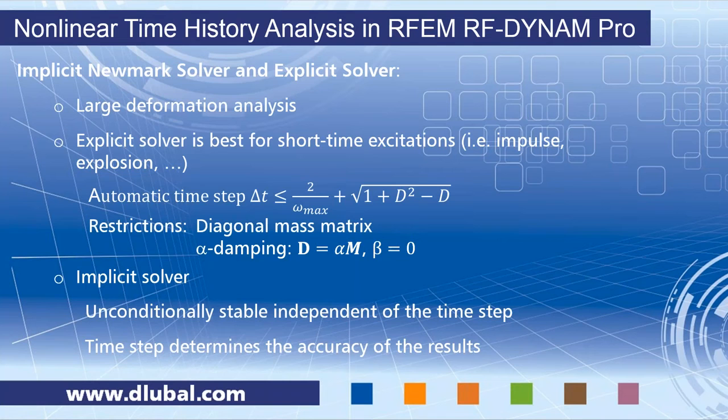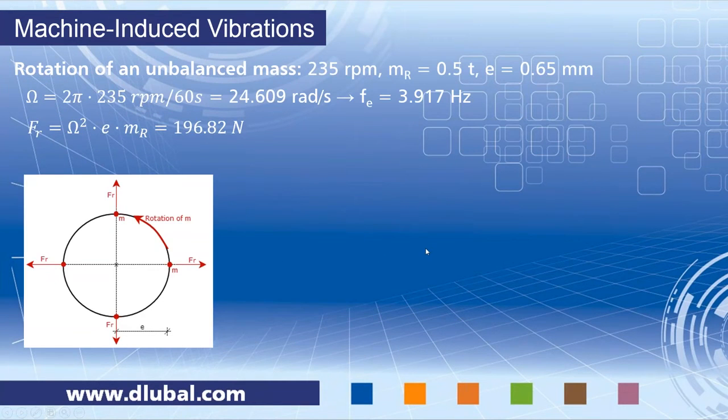So I'm going to the slides, and there are many different types of machine-induced vibrations, of course. We look into a rotation of an unbalanced mass today. The unbalanced mass is rotating with 235 rounds per minute. It has a mass of half a ton, and the eccentricity is 0.65 millimeter. So we can calculate the excitation frequency. That's just a simple unit conversion from rounds per minute into radians per second or into hertz. So we have an excitation frequency of 3.9 hertz.